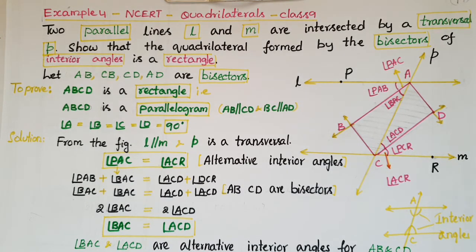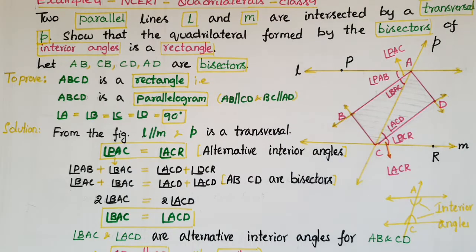To prove ABCD is a rectangle, first we have to prove that ABCD is a parallelogram. That means AB is parallel to CD and BC is parallel to AD. And in a rectangle, each angle is 90 degrees. So if we prove one angle is 90 degrees, then it is a rectangle. First we have to prove AB is parallel to CD.